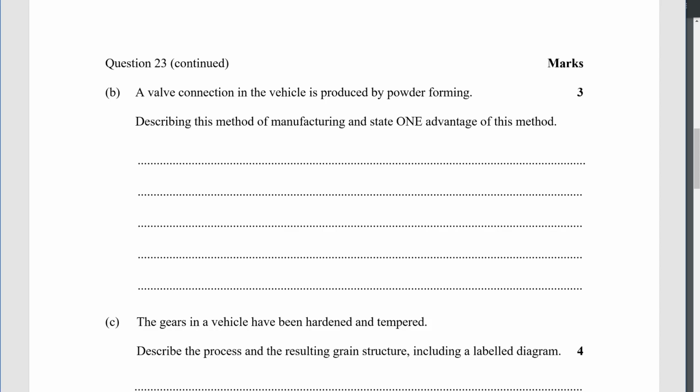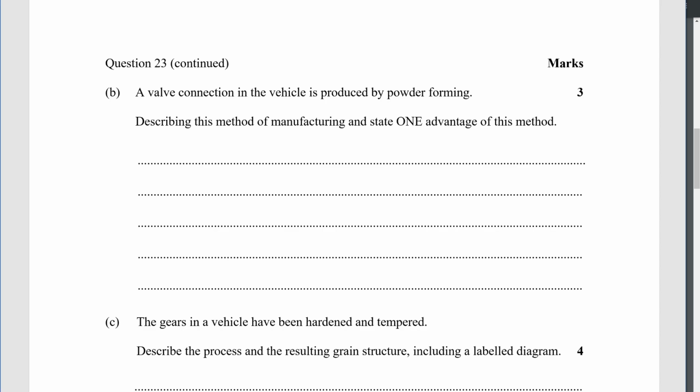So you just write one for one mark. You can write that because powder formed objects are porous, they can be self lubricating, which means that rather than having to take the thing apart to lubricate, we can just apply the lubrication to the outside and it will move through the object because it's porous. We can also say that it typically has a very high finish, so it doesn't require additional manufacturing. So that's one advantage.